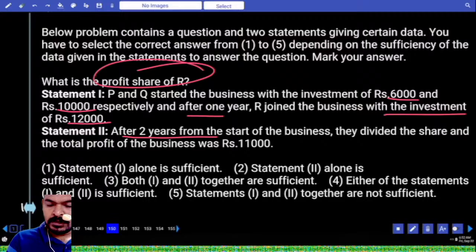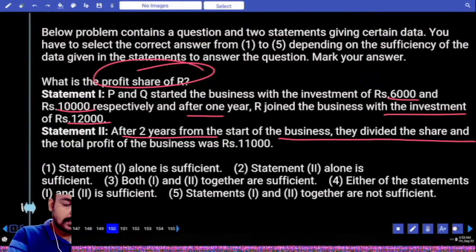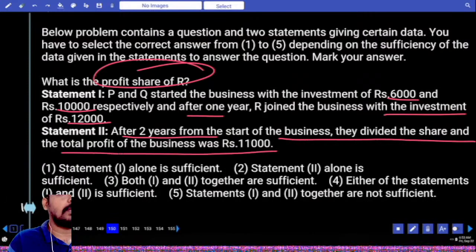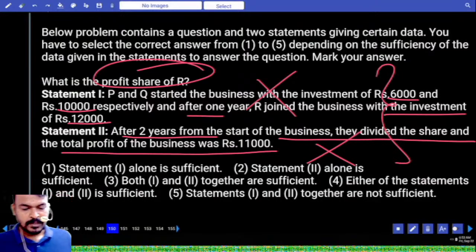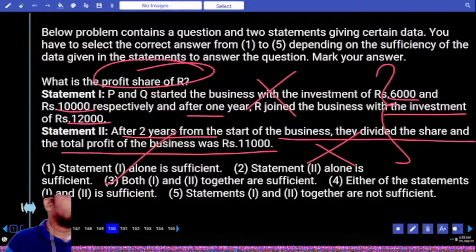After 2 years from the start of the business, they divide the share. Total profit of the business is 11,000. Only 1 alone is not sufficient. Only 2 alone is not sufficient. By using both the statements, yes. Then the answer is both 1 and 2 together.